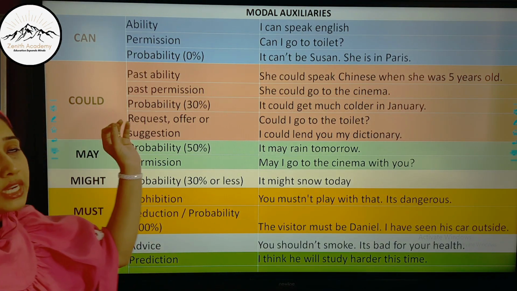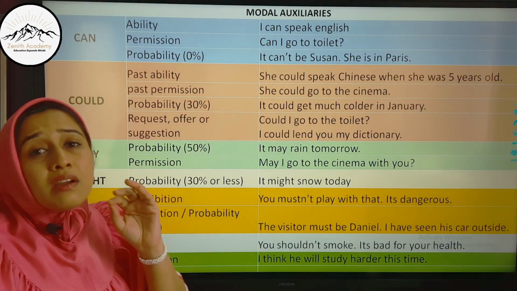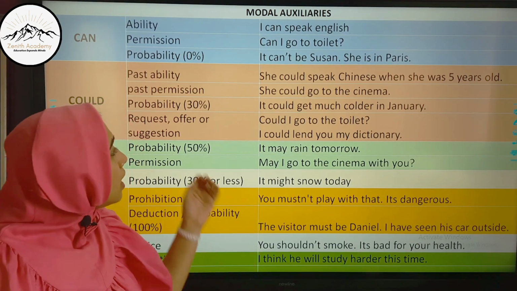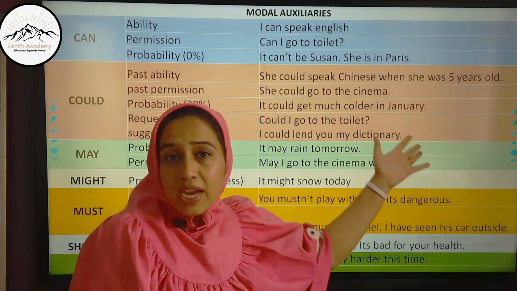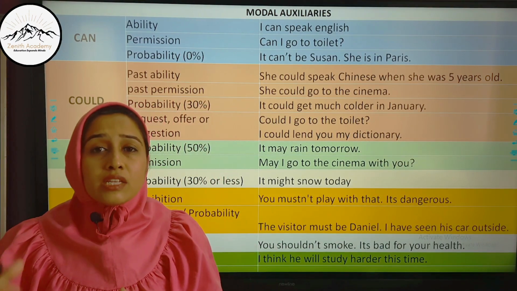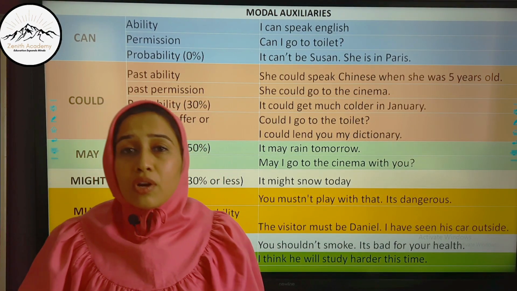It shows the probability of around 30%, means that particular action or work might or might not happen. It could get much colder in January. Now we are talking about a probability that might or might not happen.